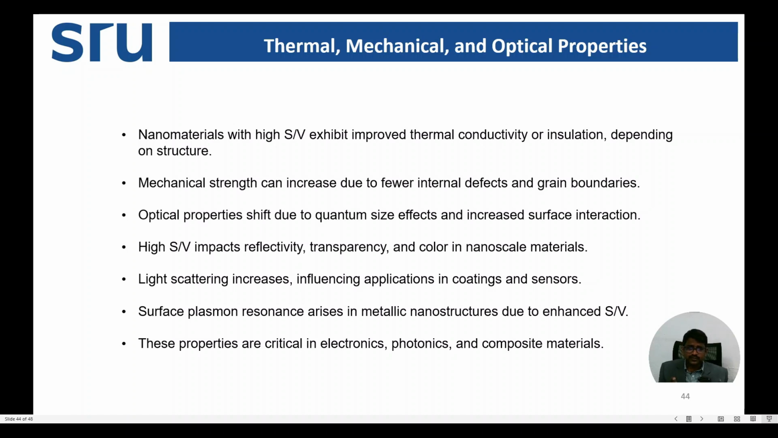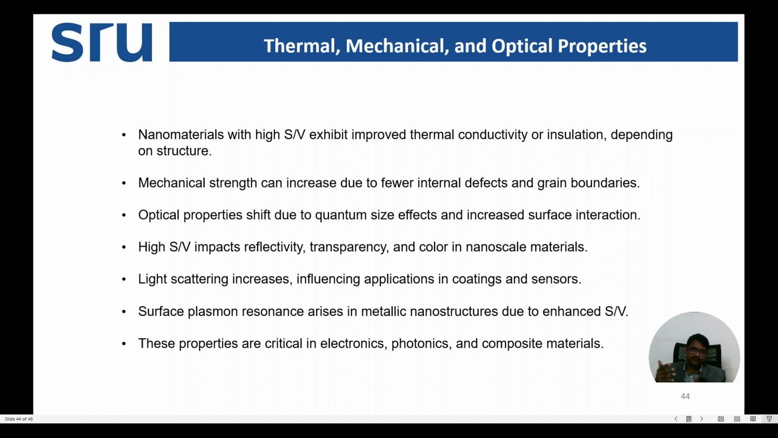Because of this quantum confinement and high surface to volume ratio, even if the change of size is small, 5 nanometer, 10 nanometer, 8 nanometer, 2 nanometer, the color will change. The absorption capacity will change. The transparency will change. So all the properties, particularly optical properties, will change. If you want more transparency, you need to choose a particular size of nanomaterial. If you need less transparency, you choose a different particular size.